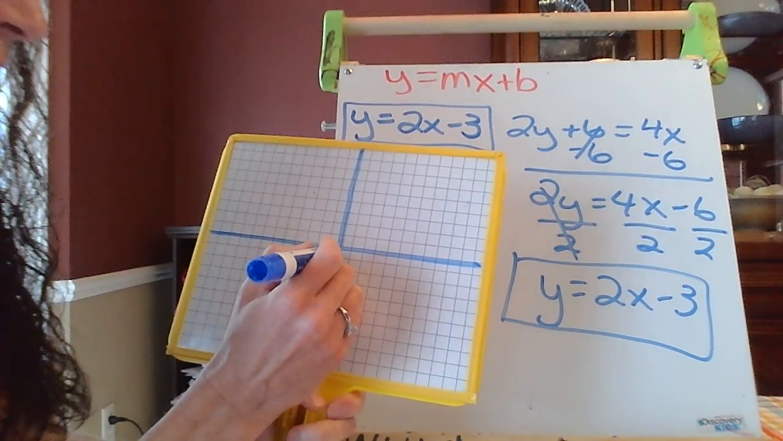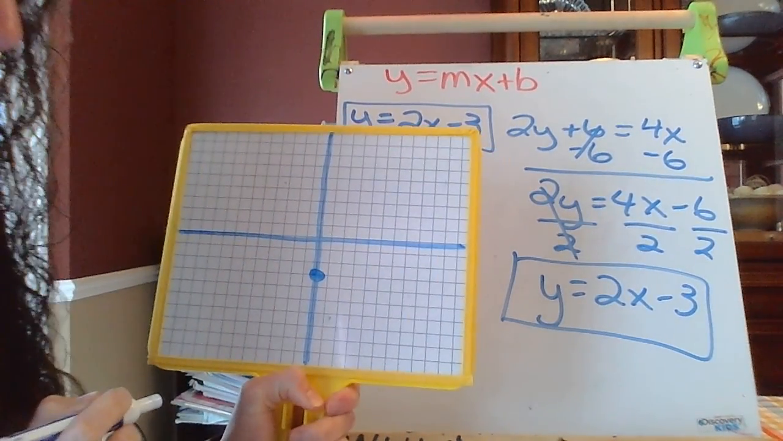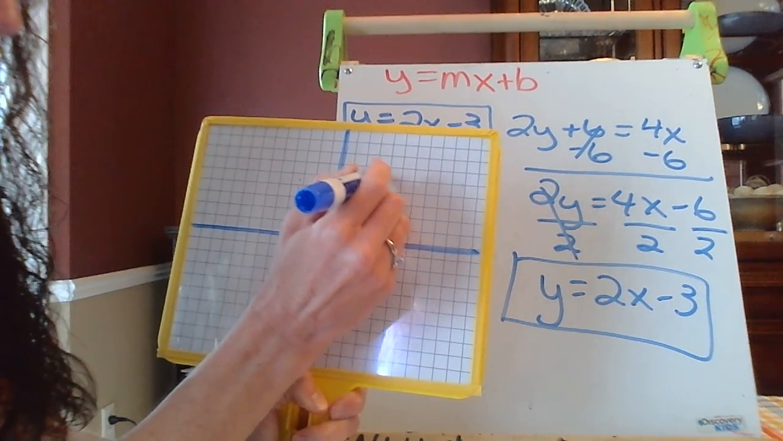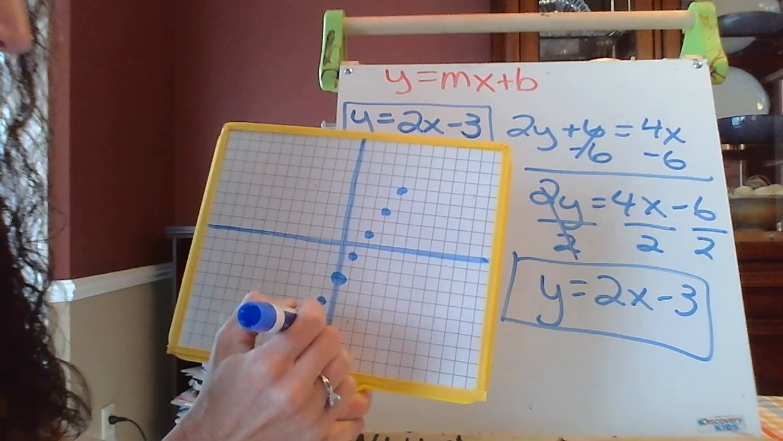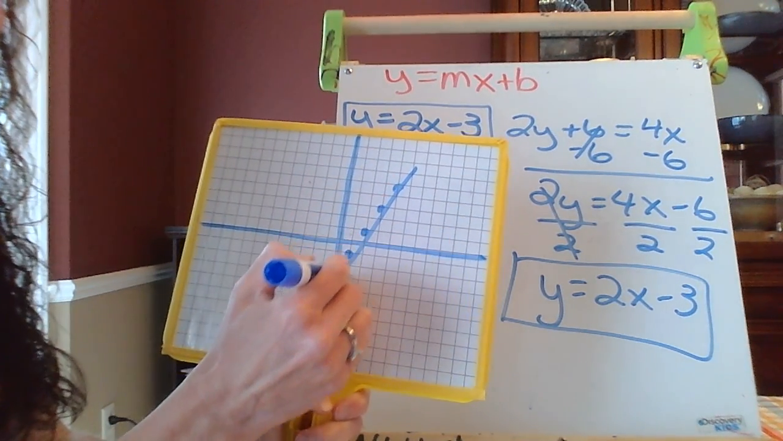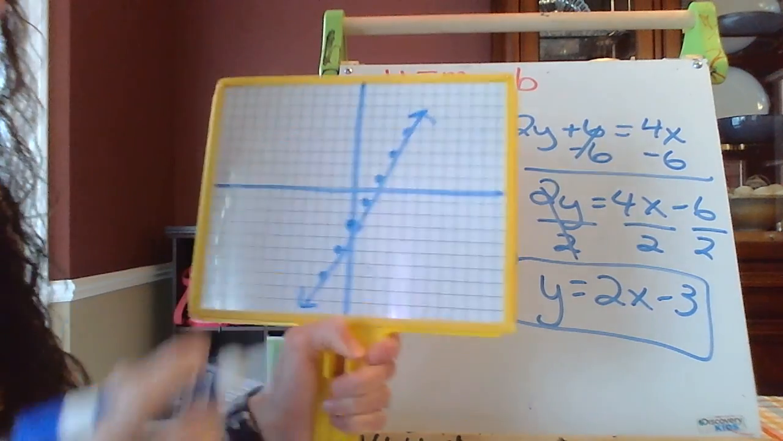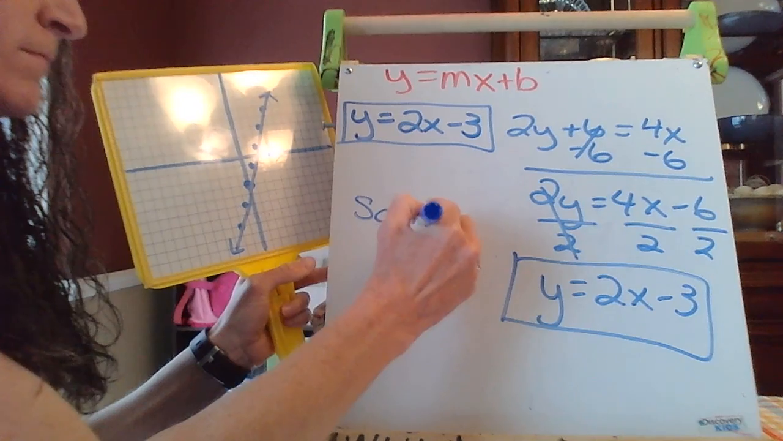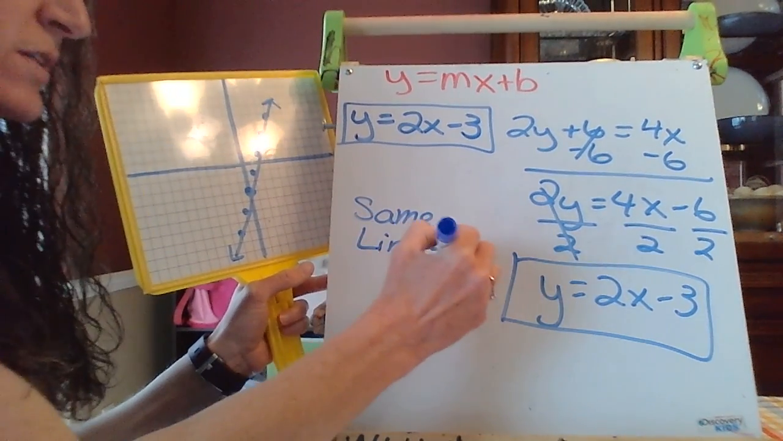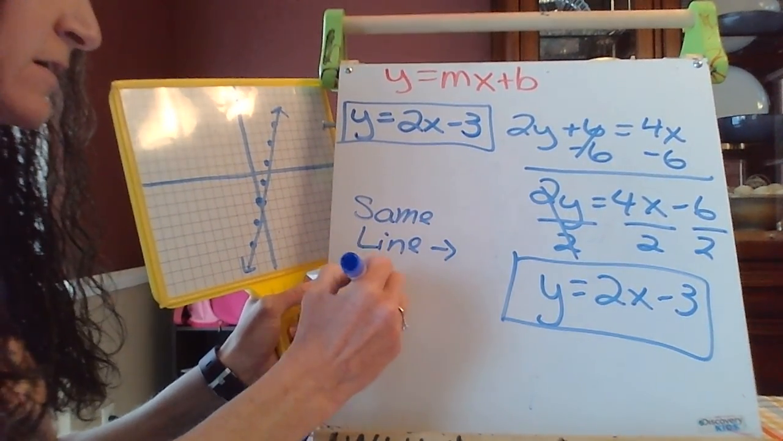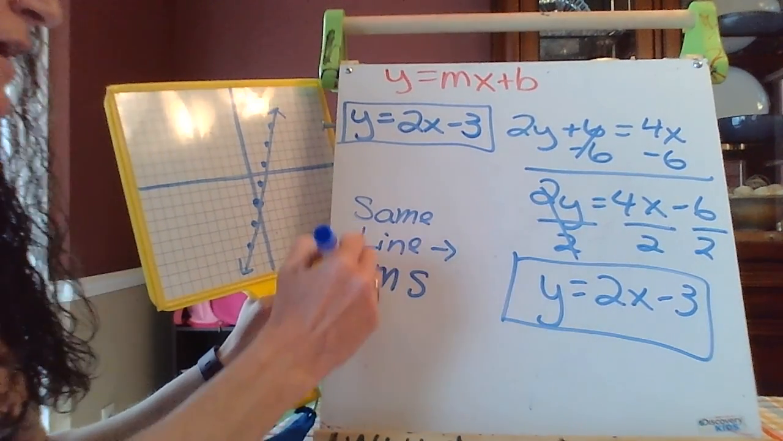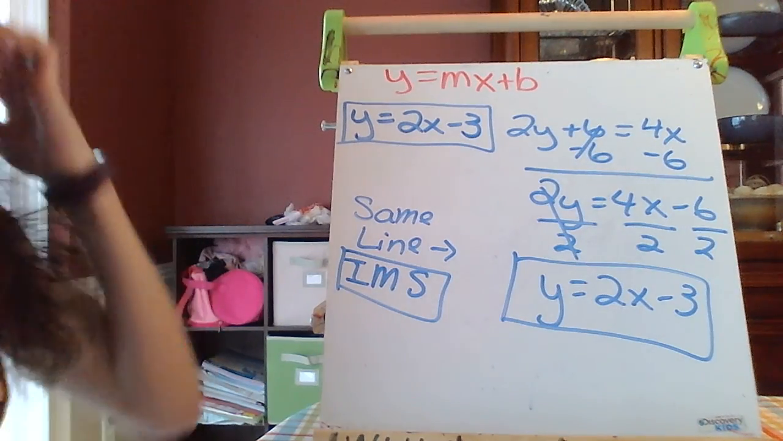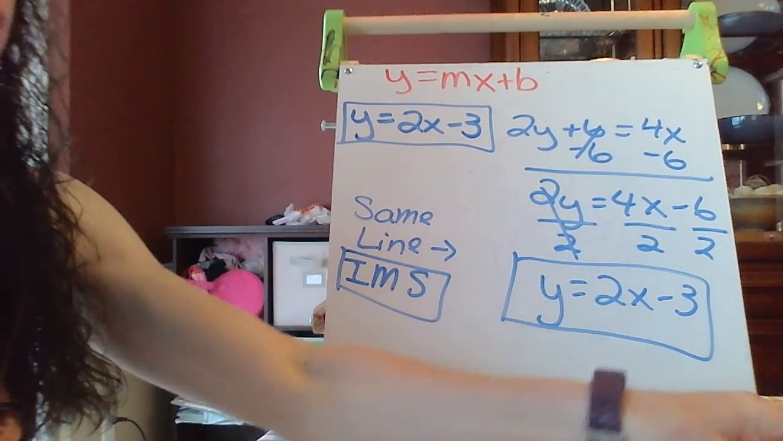We start at -3, and our slope is 2, so up 2 over 1, or down 2, left 1. There's our line. And it's only one line. It's the same equation, same line. What does that mean? Infinitely many solutions, IMS. Infinitely many solutions. All right, so that is graphing to solve our system of equations.